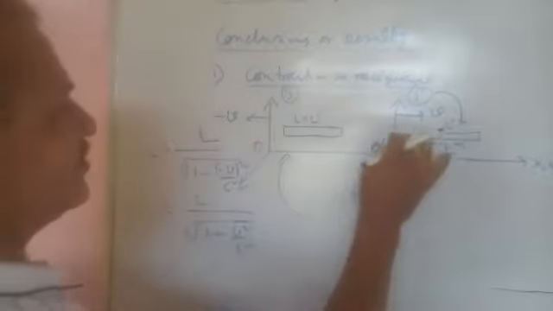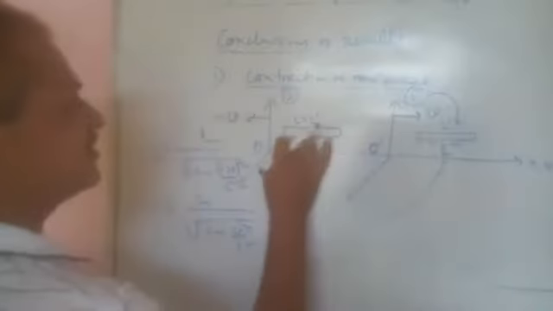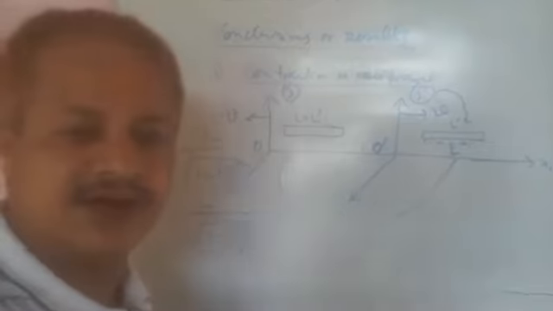So if you put that value, our relation is the same: L by square root of 1 minus V square by C square. So that's why I call the contraction reciprocal. If one observer sees the rod contracted, the other will also see the rod contracted. That is called reciprocal contraction.